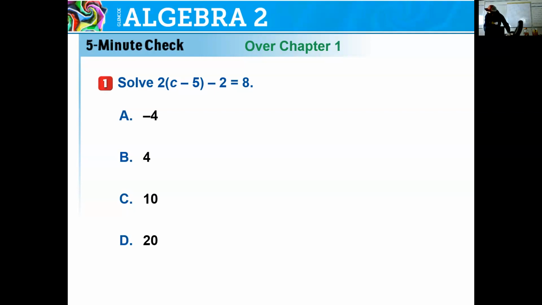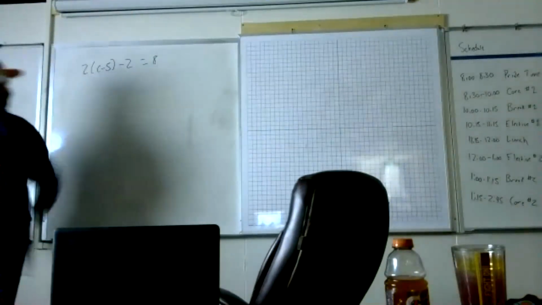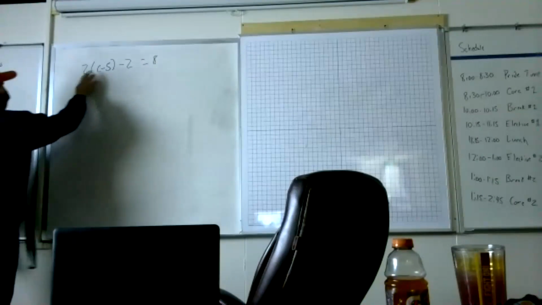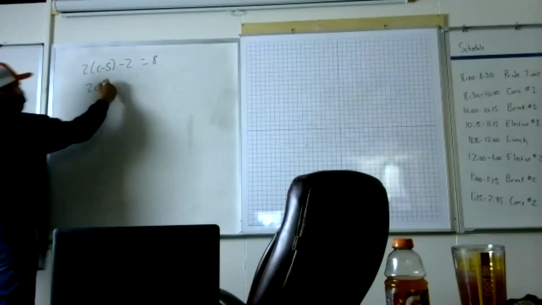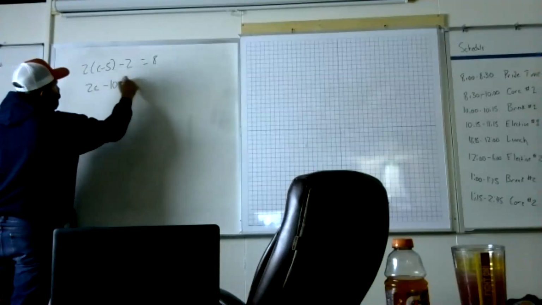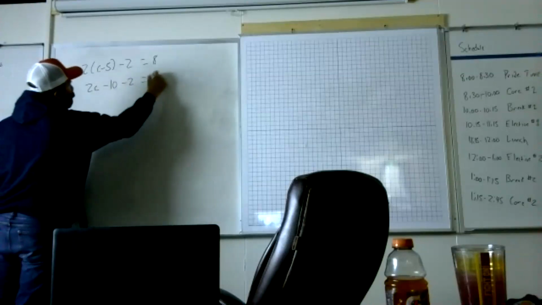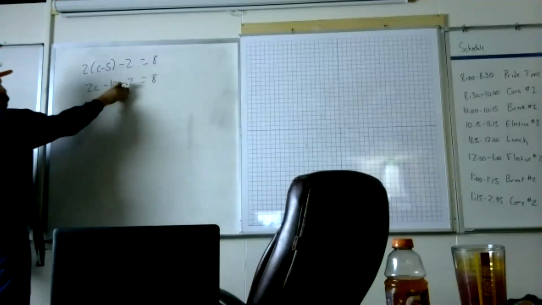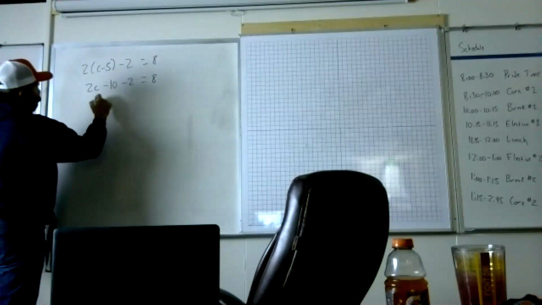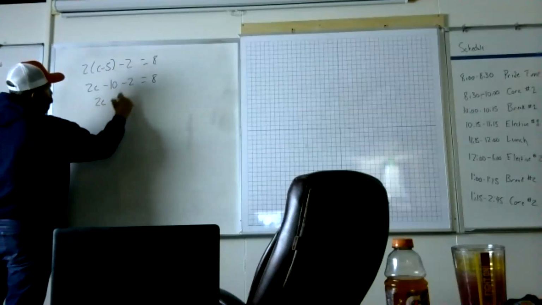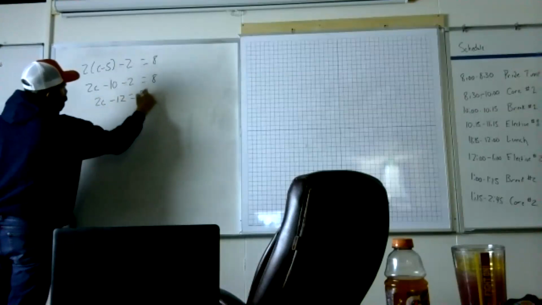Okay, so first thing we got to do is write the equation down. Then we have to remove the parentheses by using the distributive property. So we're going to take 2 times C, which yields 2C. 2 times a negative 5 gives you a negative 10. Minus 2 is equal to 8. You can combine the negative 10 and the negative 2 to get 2C minus 12 is equal to 8.